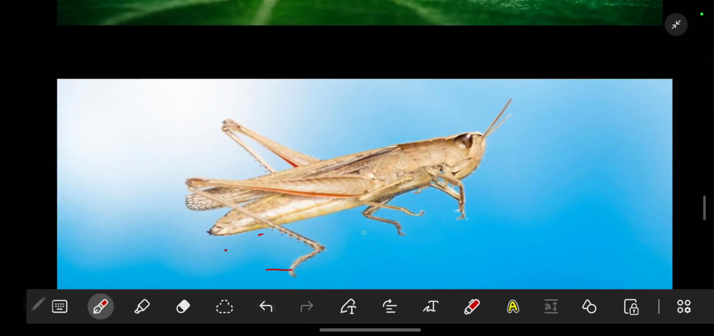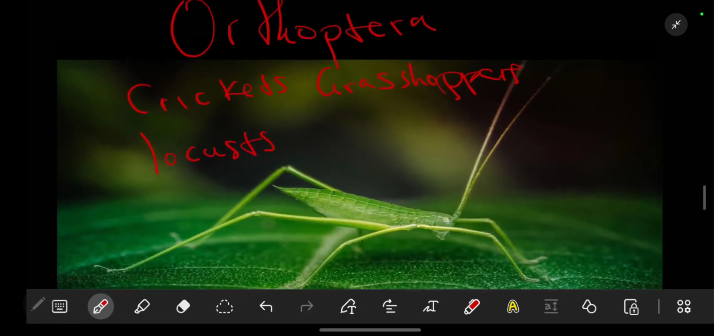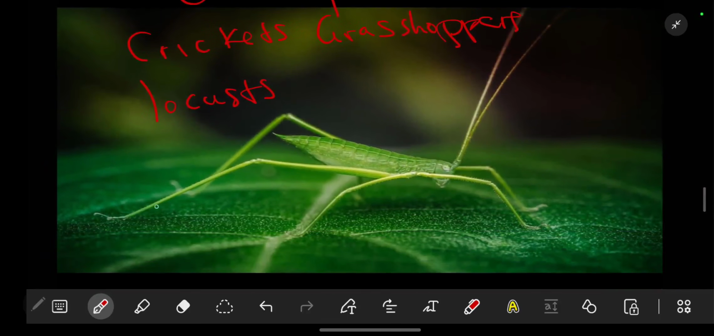So this is the grasshopper. What is the characteristic? They have very large hind legs. Hind means at the back. So they have large hind legs that are useful in jumping. They are modified for jumping. That's the characteristic of the order Orthoptera. As you can see, they have large hind legs which can be used for jumping like that.